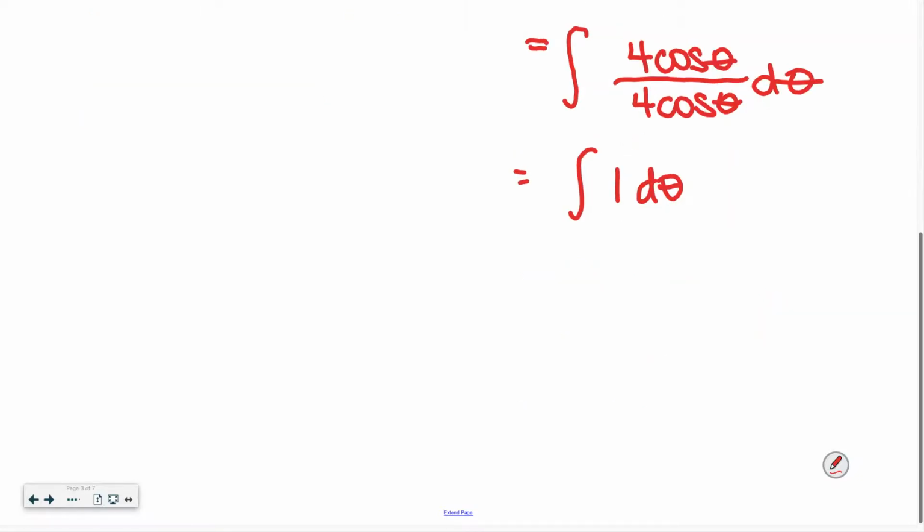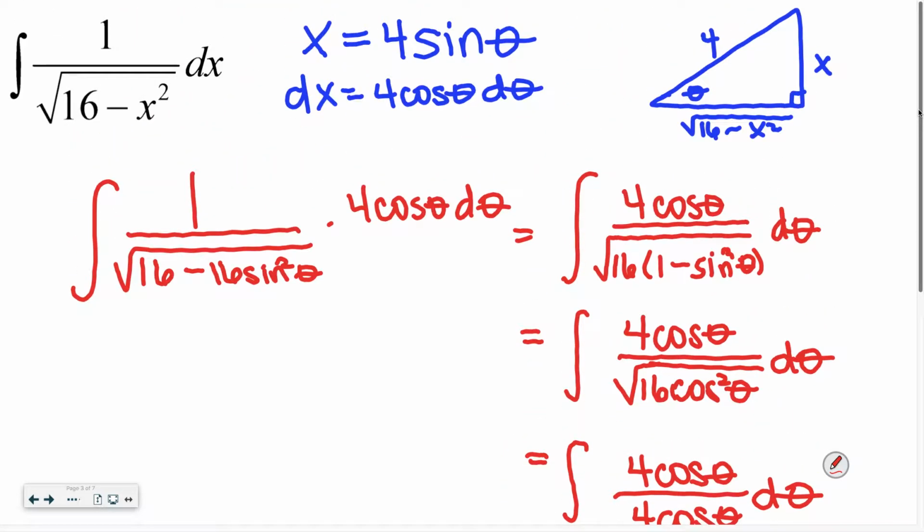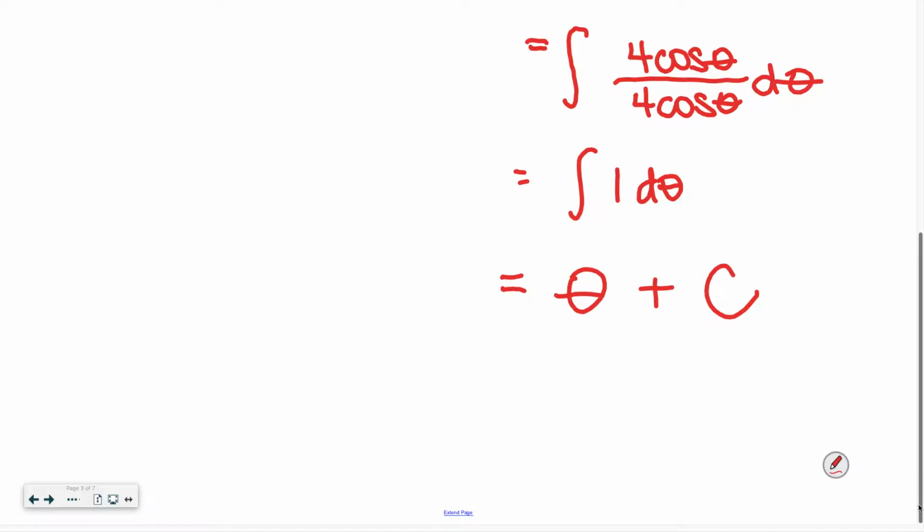Which means our antiderivative is theta plus c. But is that the answer that I want? No! We started out with an integral involving x. That's why we draw our triangle. There's one of two things we can do here. x is equal to 4 sine theta.